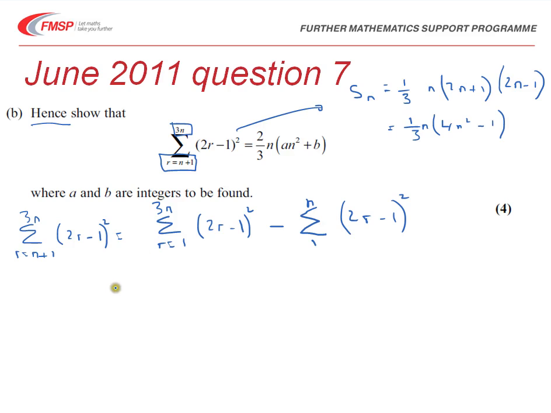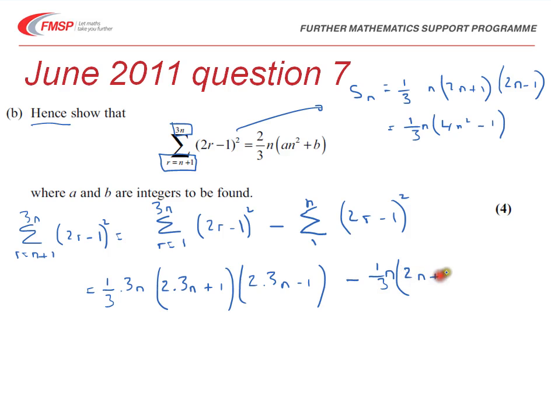So we're going to substitute the values 3n and then n. So here we go then. This is equal to 1/3 multiplied by 3n, and then 2 multiplied by 3n plus 1, and then 2 multiplied by 3n minus 1. And then we're subtracting from that 1/3, and then we're substituting n, and then 2n plus 1, and 2n minus 1.